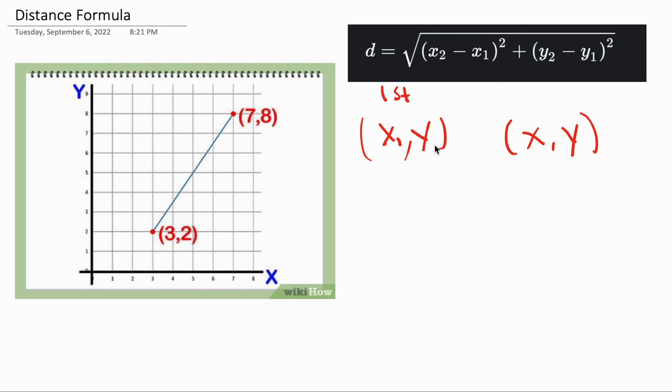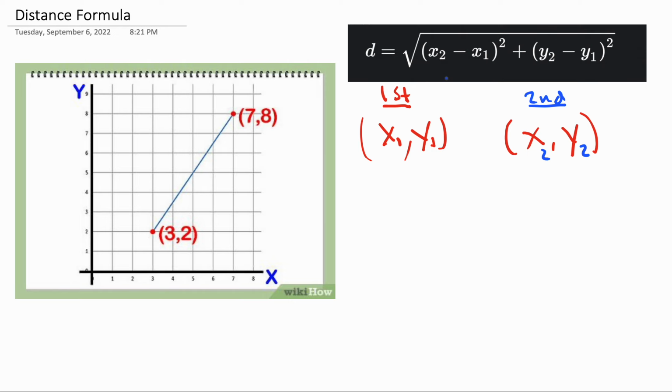So that 1 next to each variable would mean the first x, first y. The x and y of the first point. Then, on our second point, we're going to have a 2. Second x, second y. So that's how we would label it.